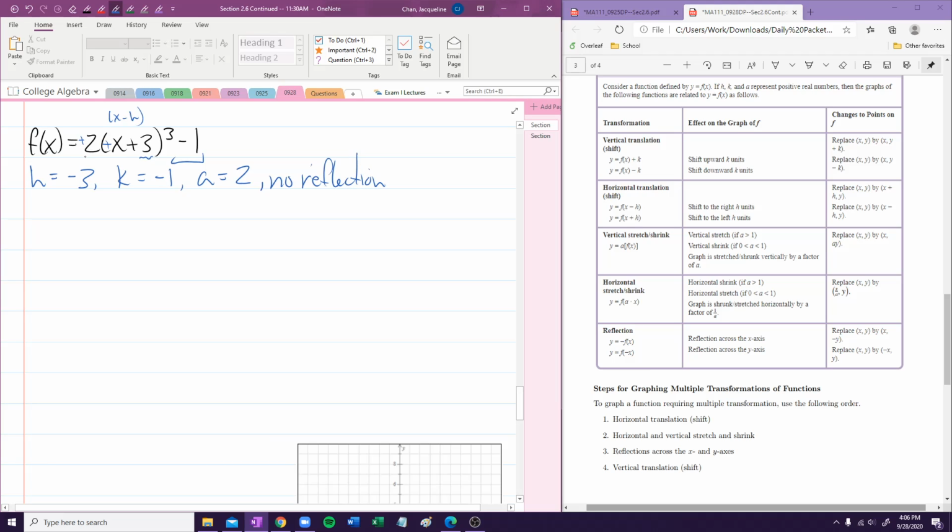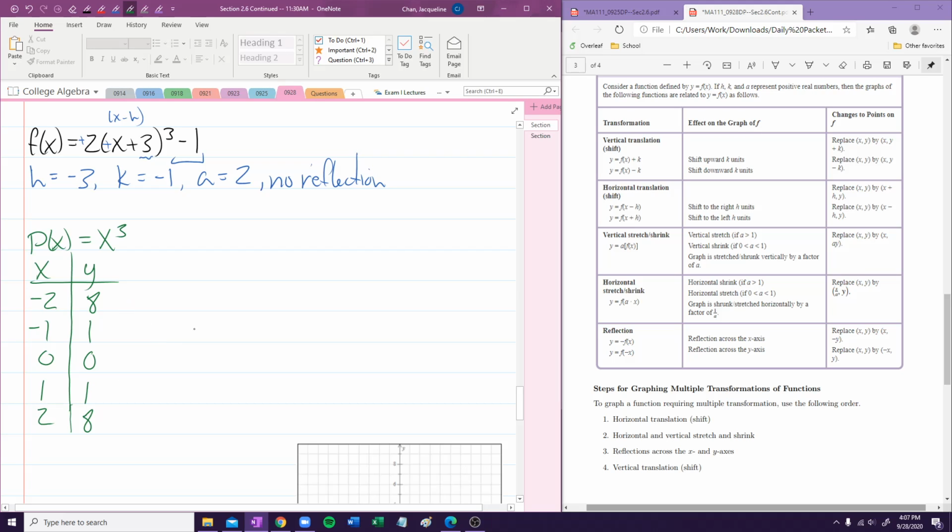Before I continue, I want to talk about the parent function. When I take away everything, when there's no numbers involved, I am left with, since f of x is already used, I'll use p of x as the parent function. My parent function is x cubed. So what do I know about the table of x cubed? I pick negative 2, negative 1, 0, 1, 2, so I'll get negative 8, negative 1, 0, 1, 8.